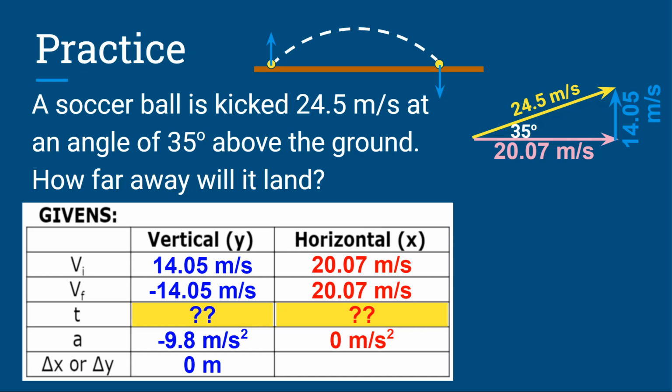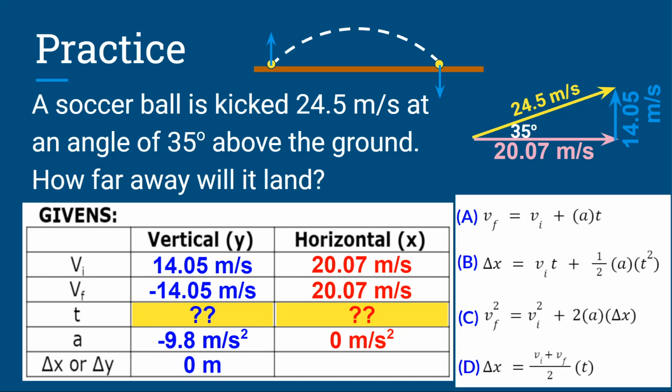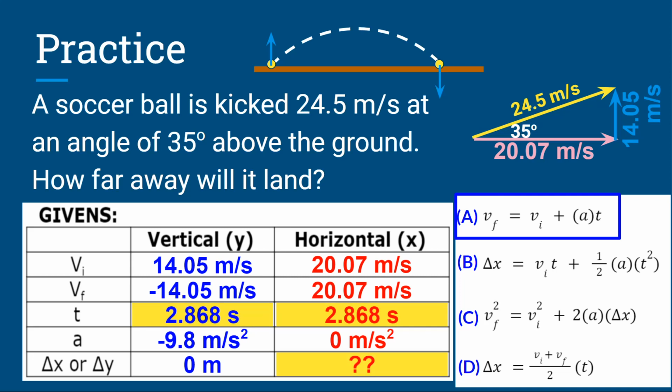I can find the time now because now I have VI, VF, A, and delta X. So I can use any of these equations to find time. I'm going to go ahead and use the first one because it's the easiest. VF equals VI plus A times T. So that's going to be negative 14.05 equals 14.05 plus negative 9.8 times T. Again, you can only use numbers from the vertical side of the table. Don't pick from both sides. That's going to become negative 28.1 equals negative 9.8 T, and then I'm going to divide by 9.8. I don't have all the math written out here, but you can work it out on your paper.